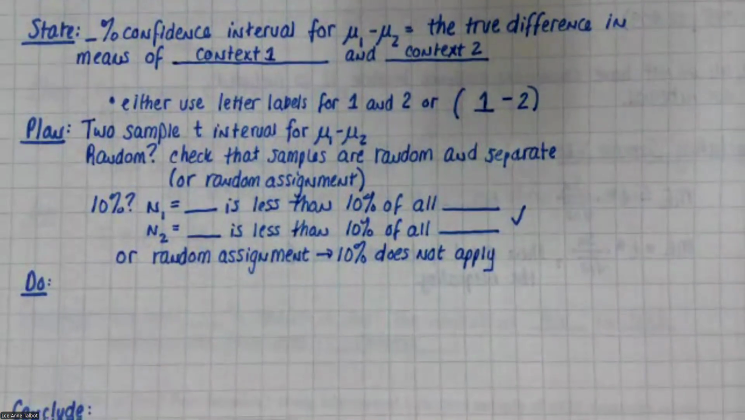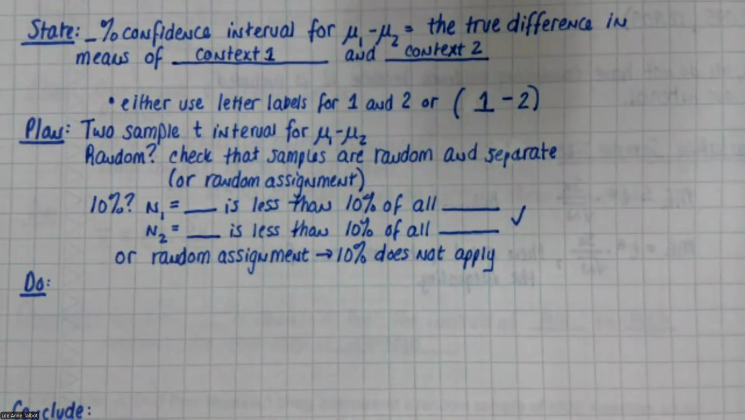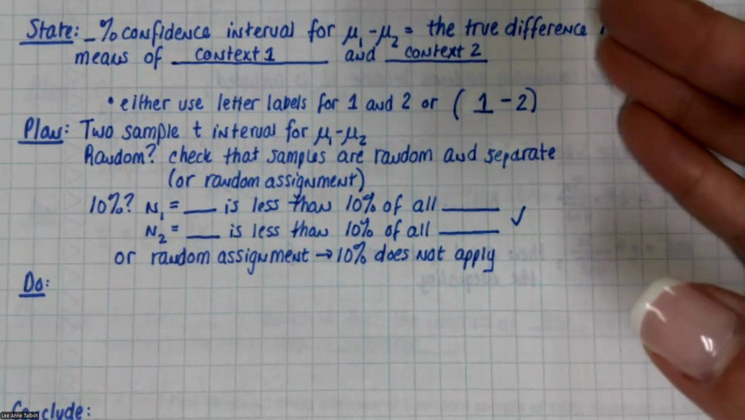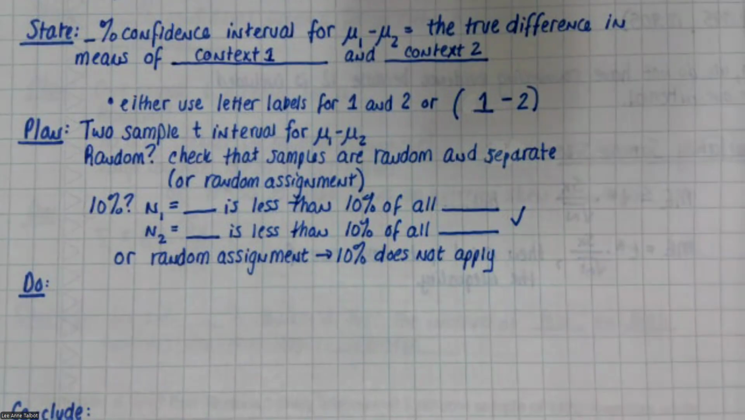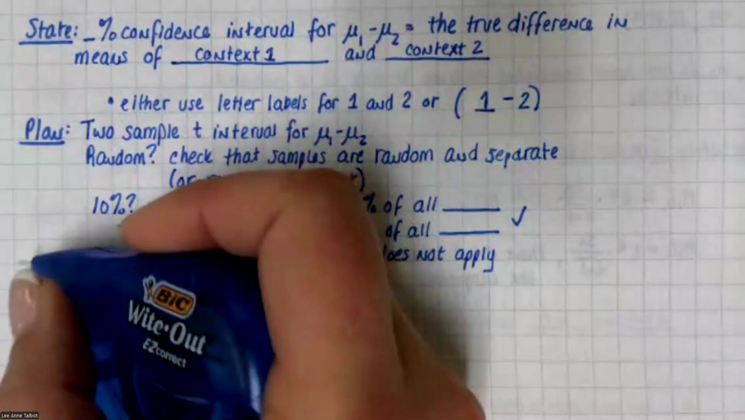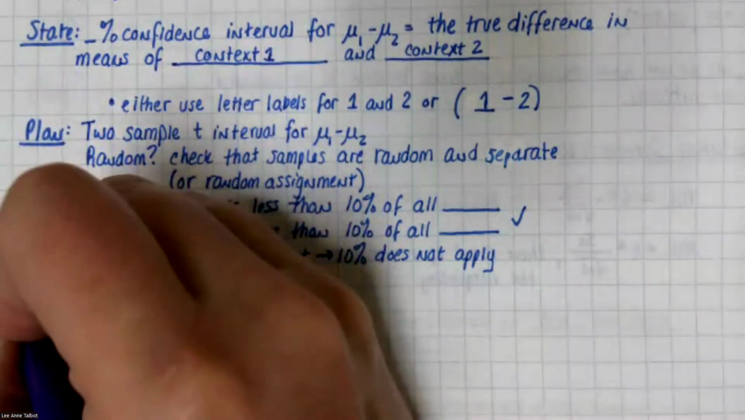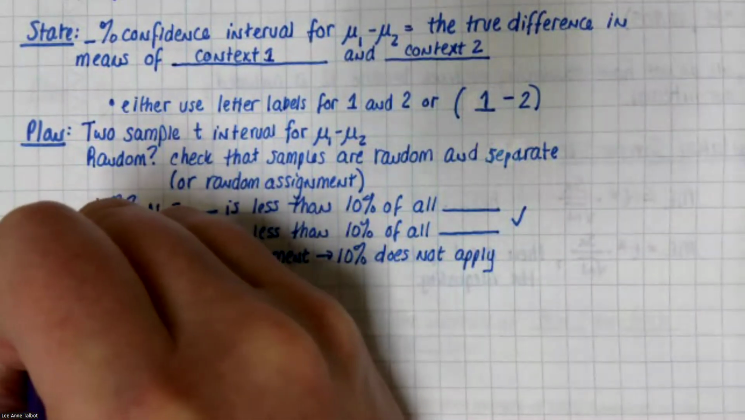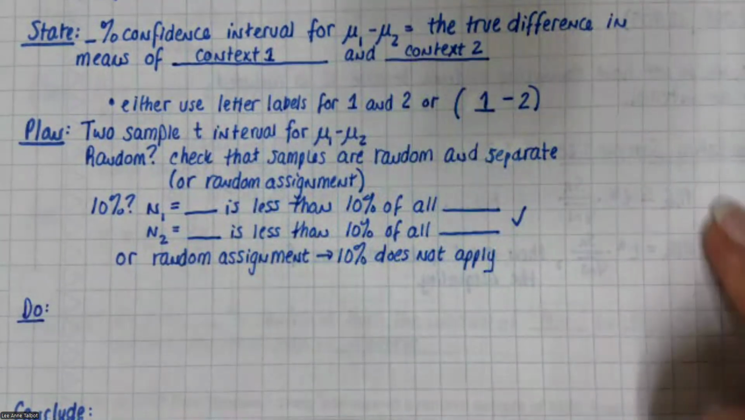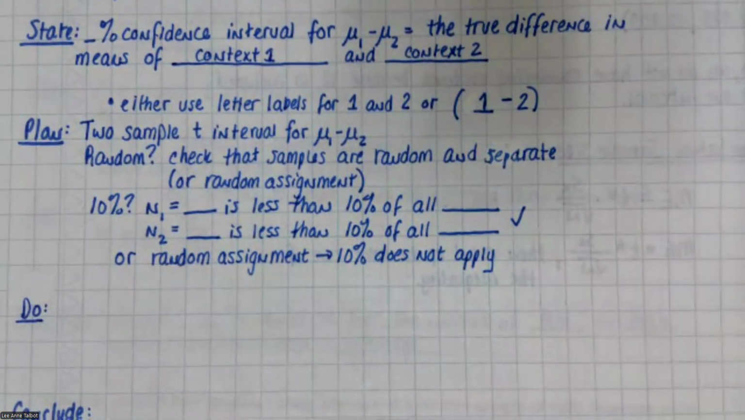Or if it says random assignment, the 10% condition does not apply, which is great. Mrs. Talbot, you left way too much room up here. And now on this one, you don't even mention large counts. Where did your large counts condition go? It just appears I'm gonna have to move the do down a line. Or you can put it over here if you'd rather.